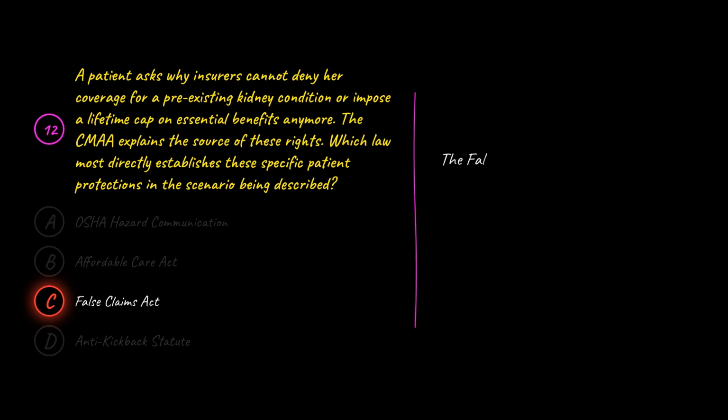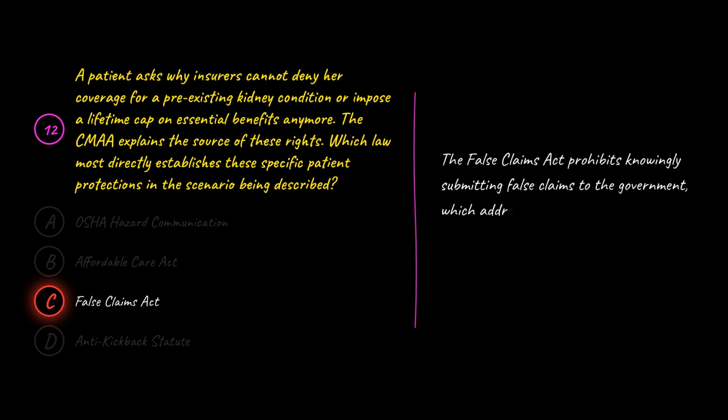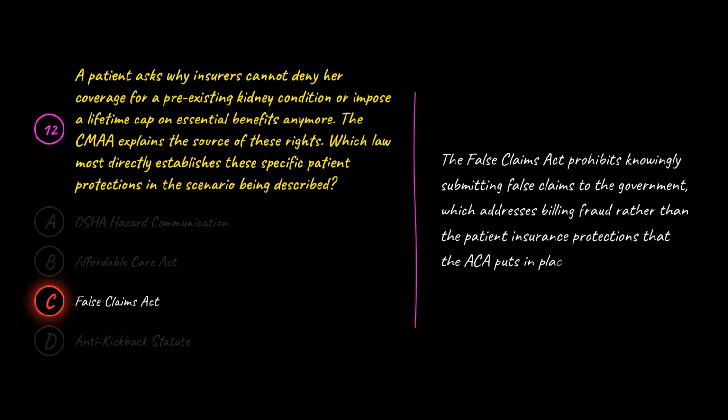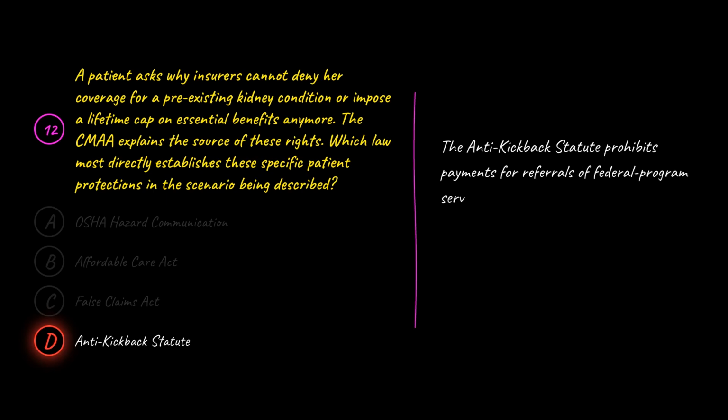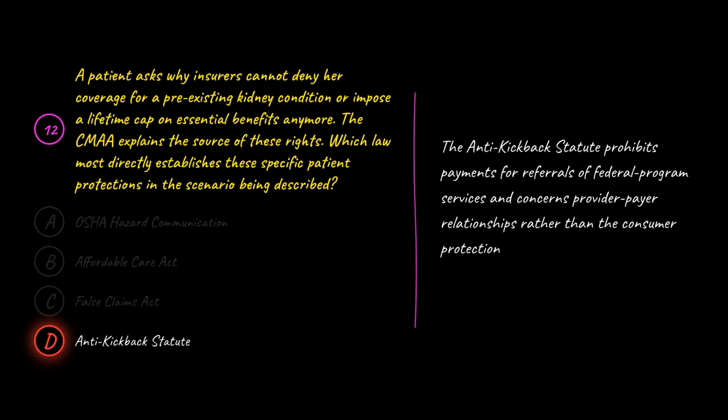C is wrong because the False Claims Act prohibits knowingly submitting false claims to the government, which addresses billing fraud rather than the patient insurance protections that the ACA puts in place under federal rules. D is wrong because the anti-kickback statute prohibits payments for referrals of federal program services and concerns provider-payer relationships rather than the consumer protections the patient is asking the CMAA to describe.